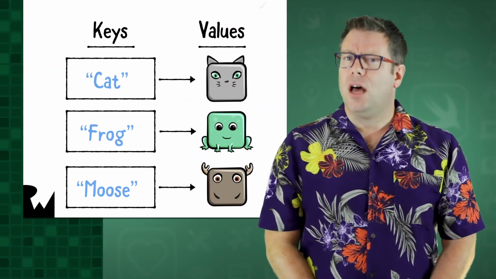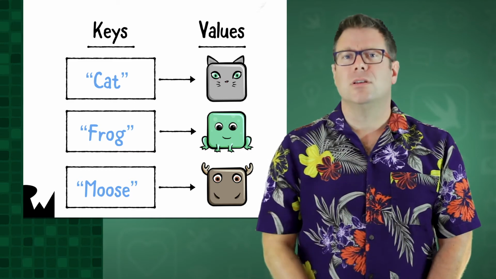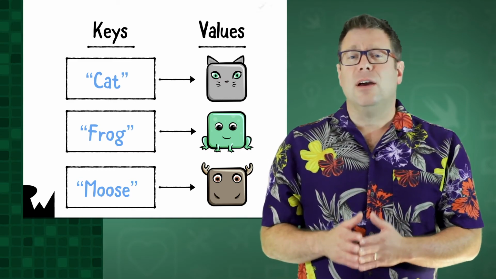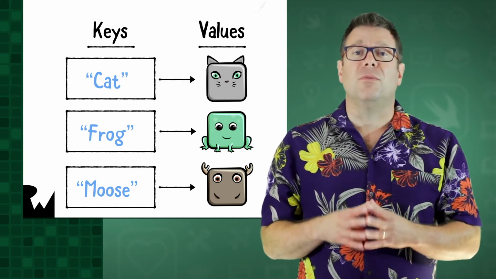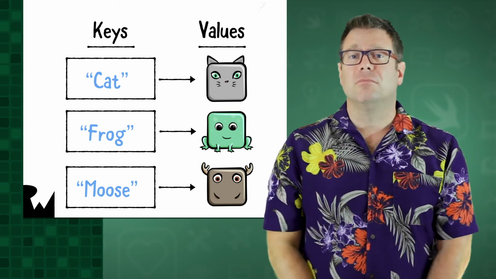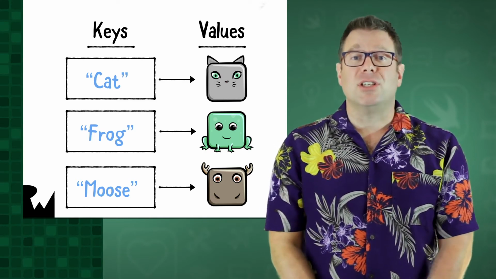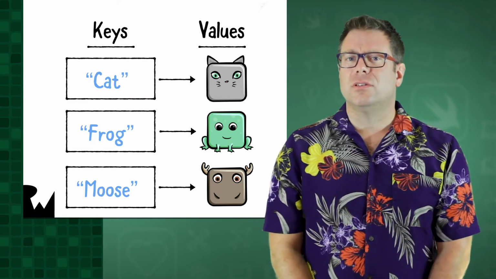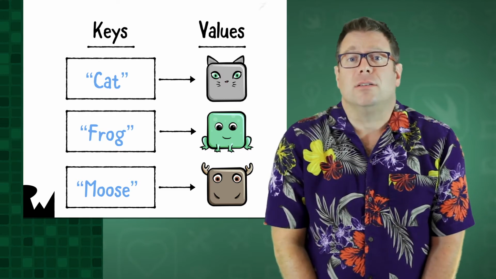Okay, so you're ready to learn about another really useful collection type in Swift, the dictionary. Now, a dictionary is an unordered collection of pairs, where each pair is composed of a key and a value. Dictionaries are really useful when you want to look up values by means of their identifier. So, for example, here we have a dictionary where the keys are the names of the animals, and the values are the images of cute animal icons.